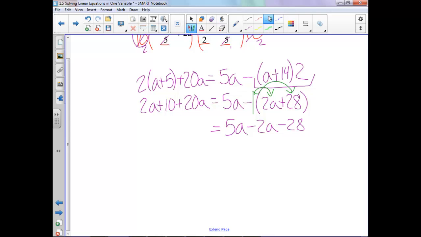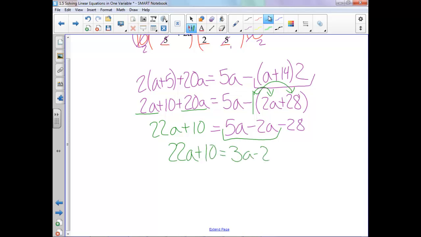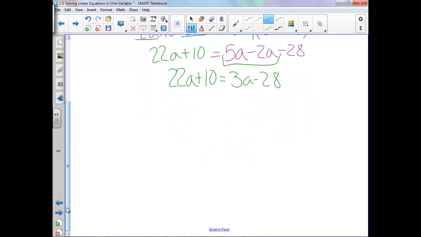On our left side, we can combine our 2a and our 20a to get 22a plus 10. And on our right side, we can still combine a's as well. So I'll have 22a plus 10 equals 3a minus 28. Once again, it doesn't matter whether you move the a's to the left or the right, just to do something different. And you could actually move your numbers first too. So let's go ahead and do that.